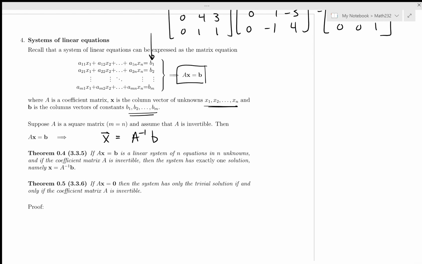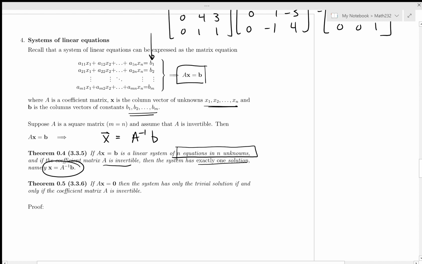So we have a statement here then. If Ax equals b is a linear system of n equations and n unknowns, that's important, that means that the matrix is square. And if that square matrix A is invertible, then the system has exactly one solution, and it is this guy here.